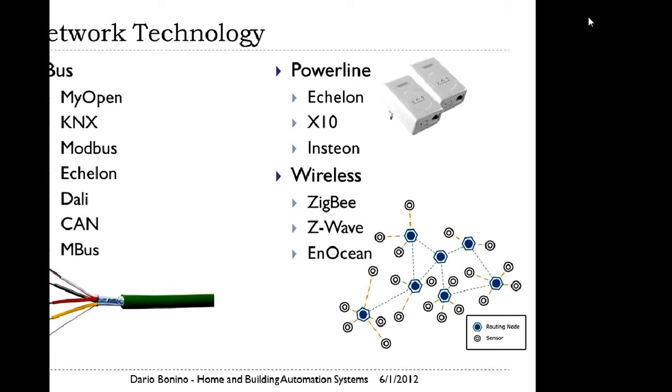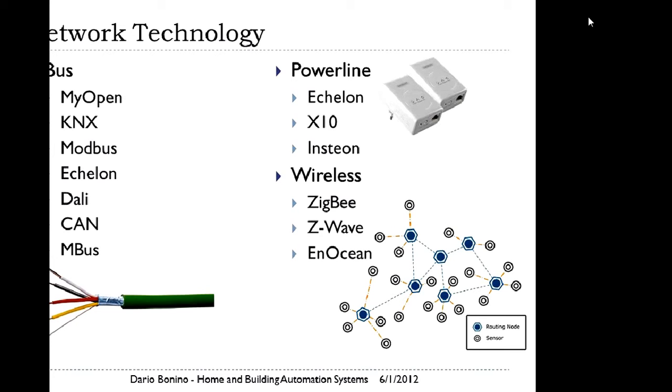And I try to separate the technologies that we saw before according to the network technology. So we have MyOpen, KNX, Modbus, Echelon, DALI, which is for lighting automation, CAN and MBus, which are based on bus technology. Some of them are starting to bridge toward other technologies. For example, KNX and MyOpen are slightly moving towards wireless also.